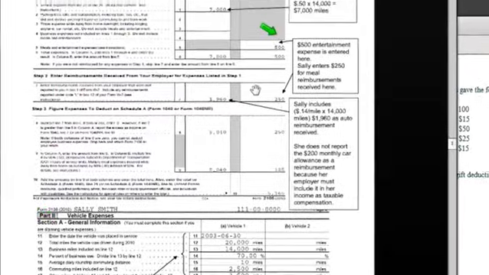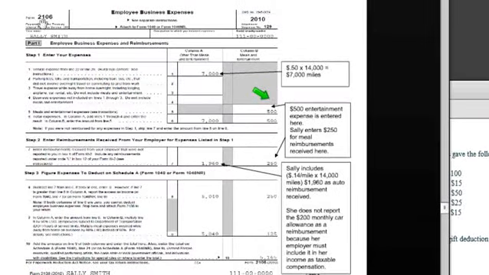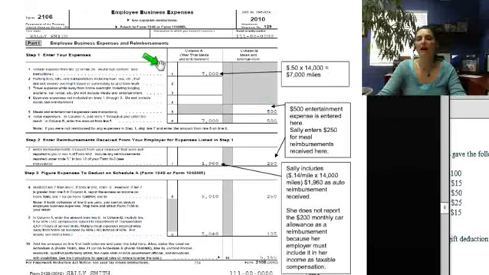And here is Sally's Form 2106. We show in line 1 the amount of mileage deduction she is allowed to claim using the standard mileage rate. She drove 14,000 miles. She multiplies that by the standard mileage rate of 50 cents a mile and enters the total, $7,000, on line 1. We also told you in the wording of the problem that she had $500 of meal expenses. We enter those meal expenses in column B. And we then go down to step 2.